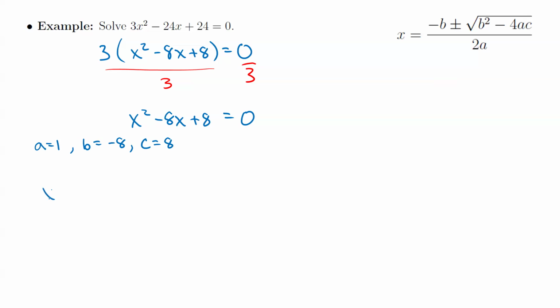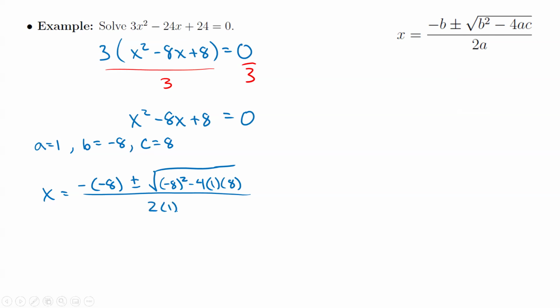So X is equal to the opposite of B plus or minus the square root of negative 8 squared minus 4 times 1 times 8, all divided by 2 times 1. Now, this would be a good time to just pause the video, try to simplify this completely yourself. See how you do with that. And then unpause and let's make sure we get to the same thing.